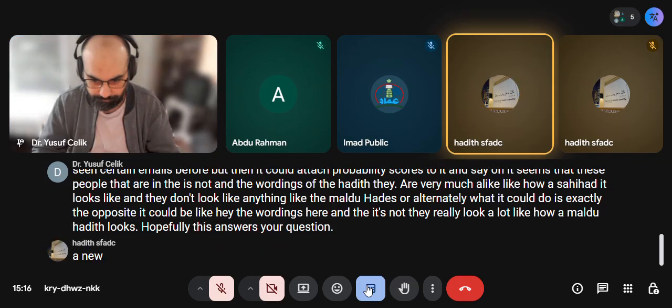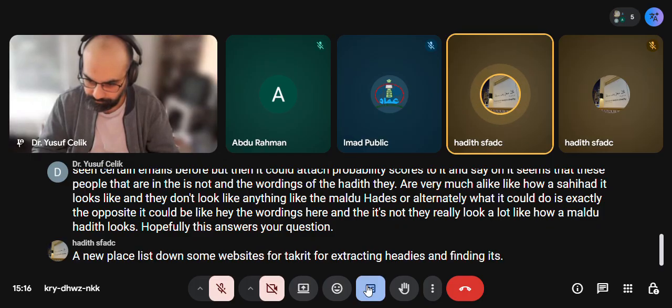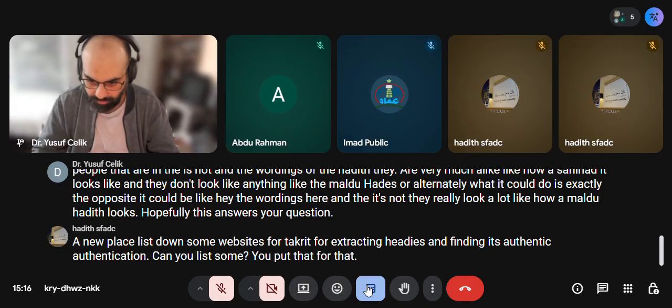Can you please list down some websites for takhrij, for extracting hadith and finding its authentication? Can you list some websites or applications useful for that?